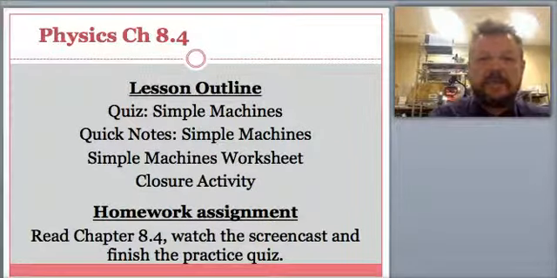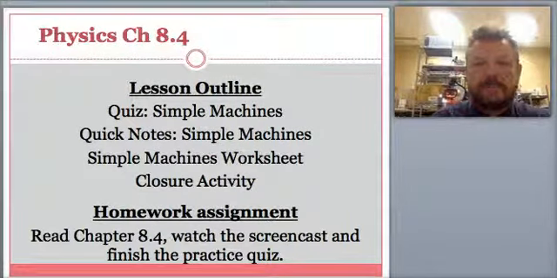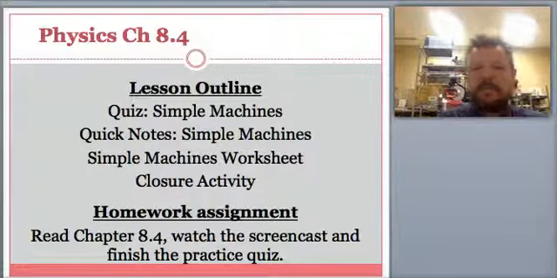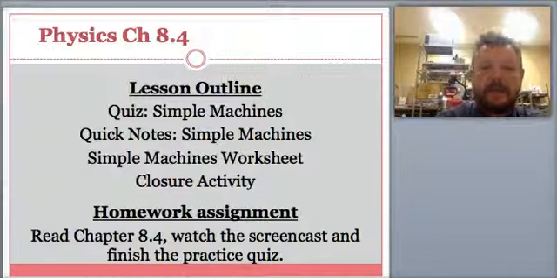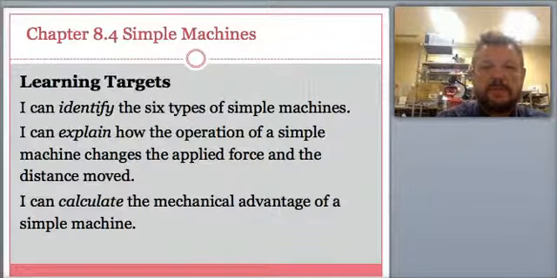The lesson outlined for today are Simple Machines quiz, some quick notes on Simple Machines, a Simple Machines worksheet, and finally a closure activity. I want to remind you to read Chapter 8.4 prior to coming to class on the next period, watch a screencast, and make sure that you do the practice quiz.